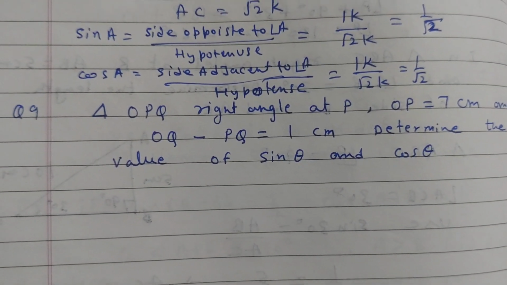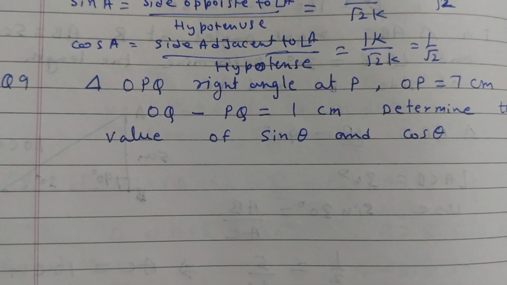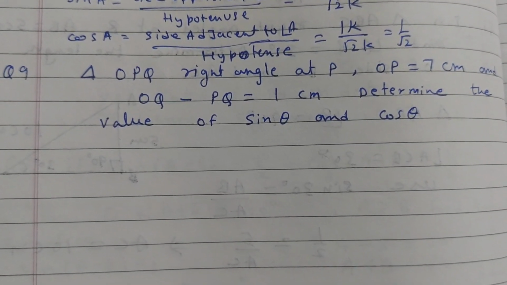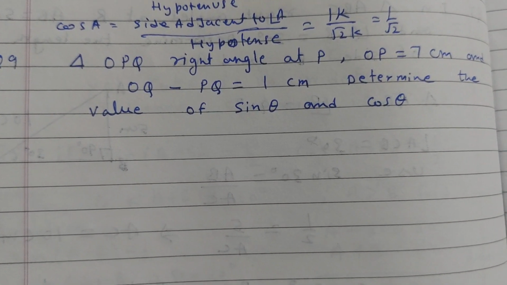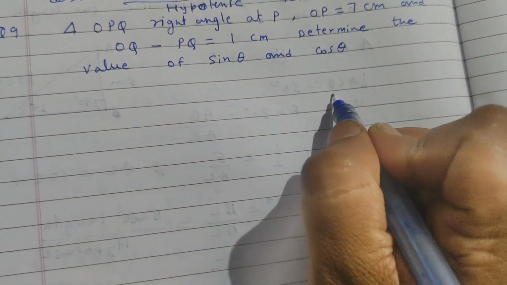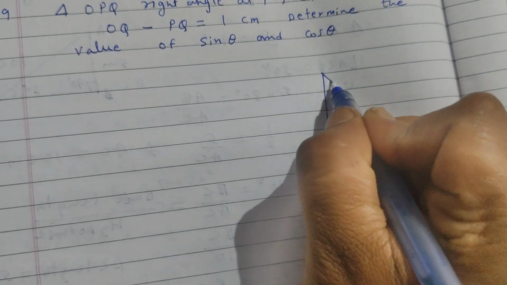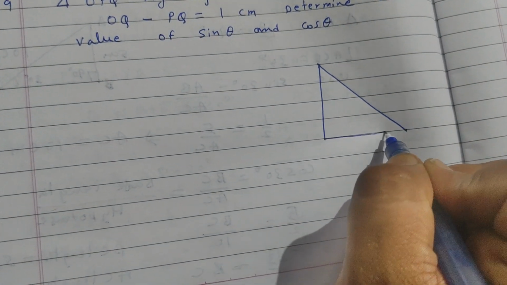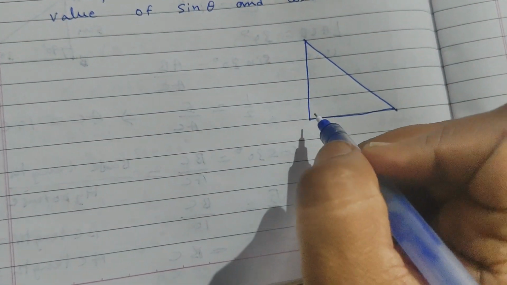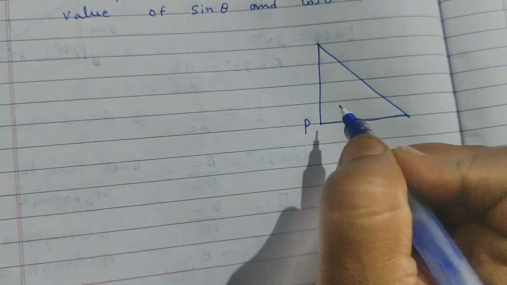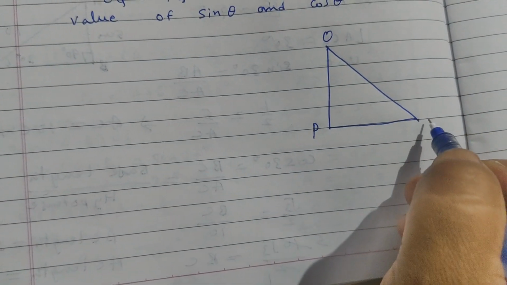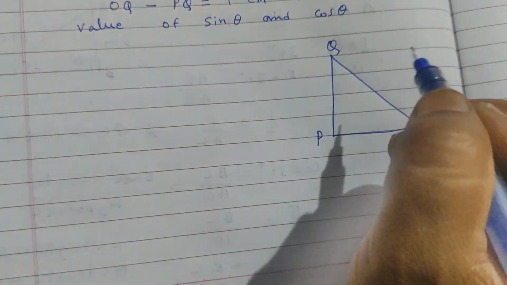Question number 9. Triangle OPQ, right angle at P. OP is 7 cm and OQ minus PQ is 1. Determine the value of sin theta and cos theta. So we will find it here. Here is the right angle at P, and this is O and OQ.